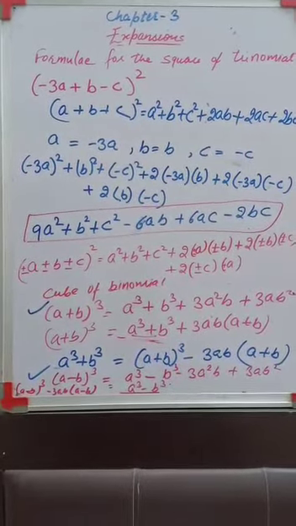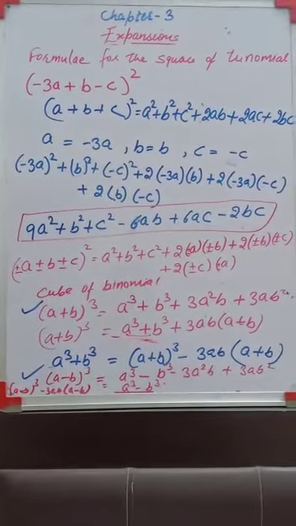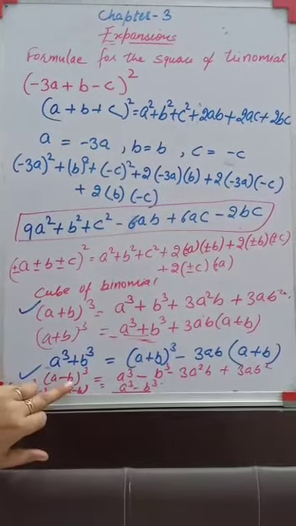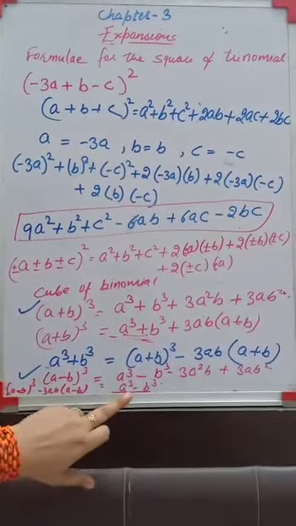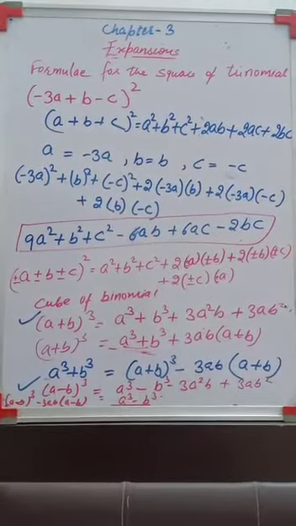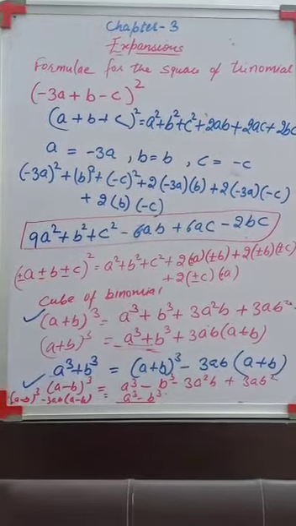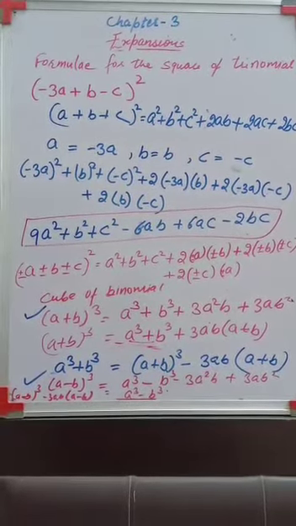Depending upon these formulas, see students, you need to learn all the four identities: a plus b whole cube, a minus b whole cube, a cube plus b cube, and a cube minus b cube. All the four identities must be on your fingertips. Depending upon that, you need to solve some numericals. I am taking some examples over here.